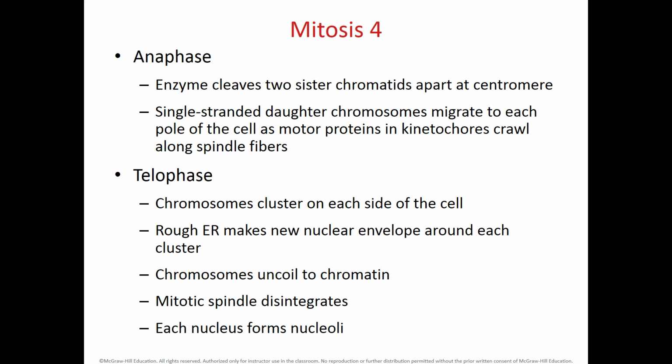The next phase, telophase, is when you have already separated your chromosomes and they migrate toward opposite ends of the almost new daughter cells. You start reforming a new nuclear envelope around each cluster of chromosomes in the two different cells. Then your chromosomes uncoil into chromatin, you dissolve the mitotic spindle, and each nucleus will form a new nucleolus.